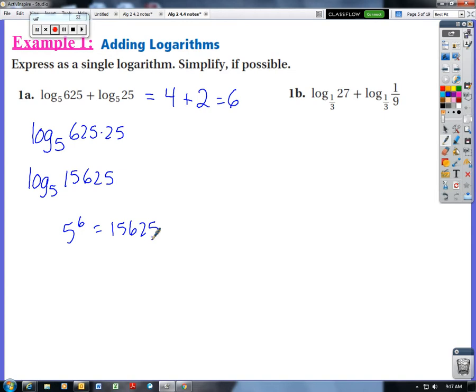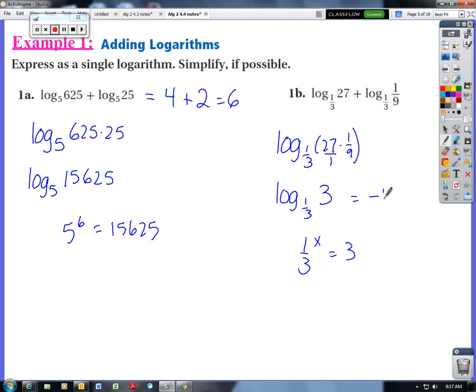Okay, this one, again, it's a sum, so we can write it as the log of a product. 27 times 1/9. We can simplify that if you prefer, you can do it that way. So it's going to be 27 over 9, which is 3. So log base 1/3 of 3. And then you can ask yourself, 1/3 to what power equals 3? Because these are reciprocals of each other, we know the power has to be negative. And in this case, it's -1, because 1/3 to the -1 would be 3.